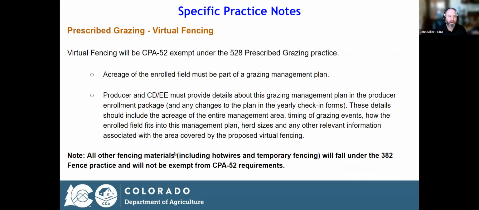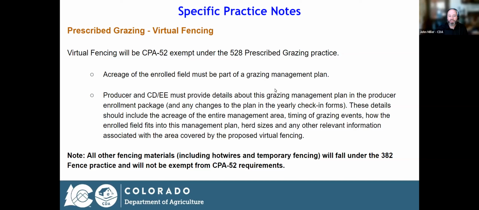And then in my final specific, oh, well, it's not my final, there's two more. Specific practice note is for prescribed grazing and virtual fencing. Virtual fencing is CPA 52 exempt. We're going to lump it under the prescribed grazing practice. It will not be under the fencing practice. So if people want to do virtual fencing, they want to go ahead and indicate that they want to do prescribed grazing, virtual fencing in their enrollment when you're going through the enrollment with them.